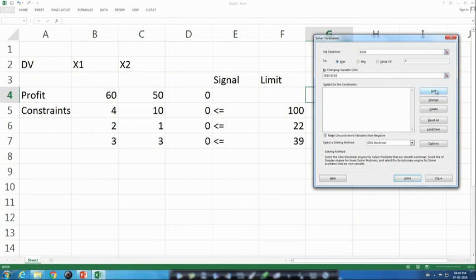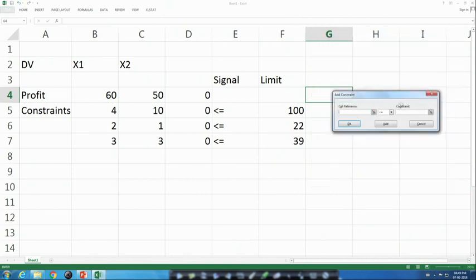In the constraints box we will go add one after another. So, this is the first constraint, and the corresponding constraint sign is the less than type. The constraint limit is less than or equal to 100. So, we can indicate less than 100. Then this is the entry of the first constraint, and then we can add the second constraint.